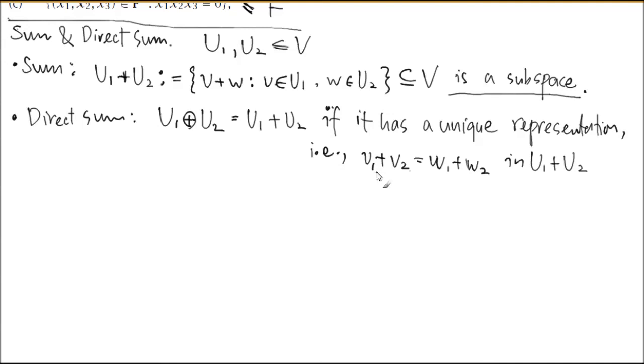If you happen to have this, writing the same element in two different ways, all the elements in here are written in that form, right? Sum of the two elements. If this implies that v1 and w1 are the same, and v2 and w2 are the same. So let's go back. It has a unique representation. There's no way to write an element as a sum in two different ways. That's the property. If this vector space has that property, then we further denote it with a direct sum. And direct sum is good. And that's usually what we stick to.